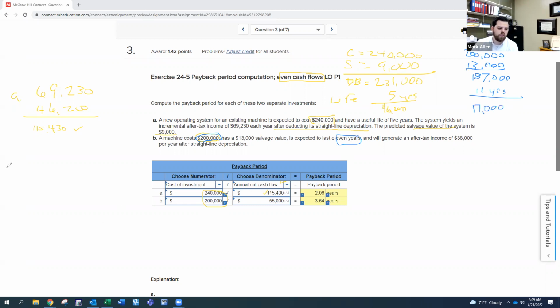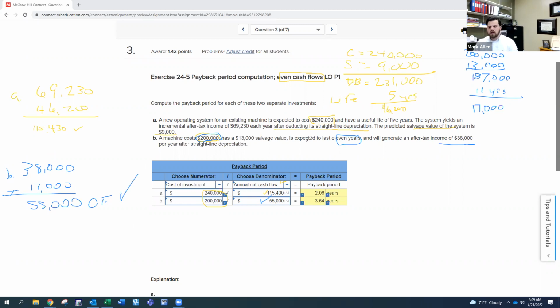$17,000. Now for B, we were told we had after-tax income of 38,000. So that's our starting point, plus the income effect of the depreciation of 17. And we get $55,000 in cash flow. And so that's what we wanted, and that's what we get right there. Now at this point, it's just a matter of division, and you're done.